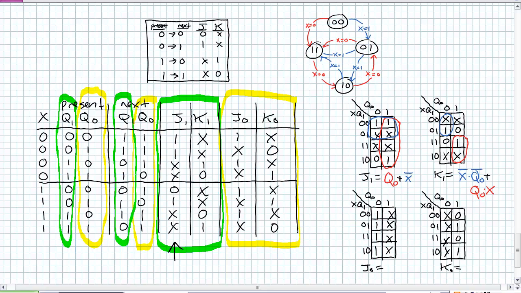Okay, J0's expression. J0's expression is pretty neat here. Look at it. Okay, we've got a column of 1s all the way down in the not Q0 column.